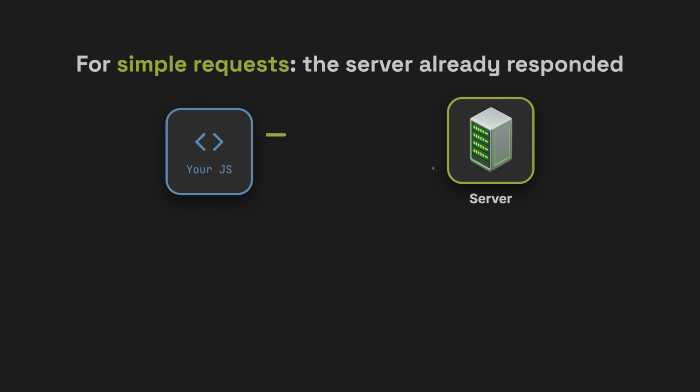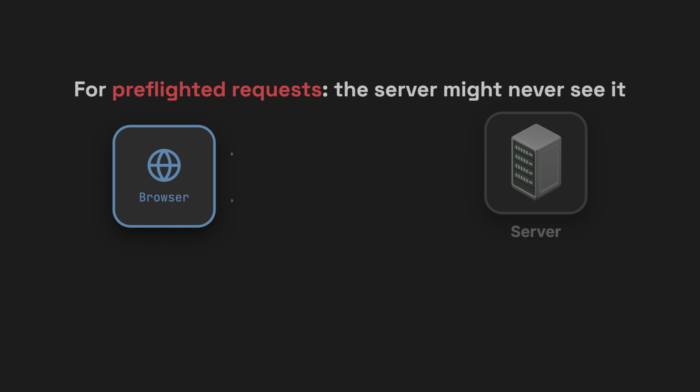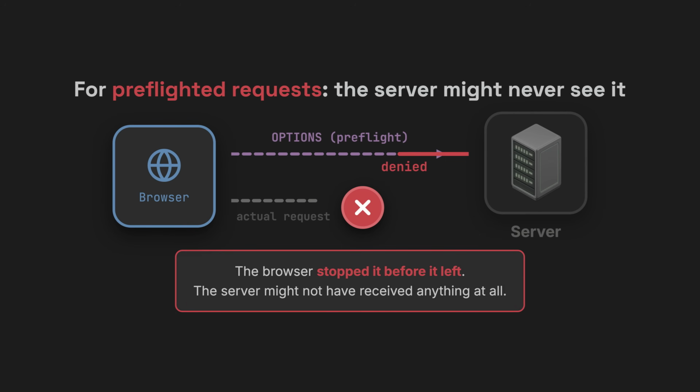For simple requests, the server already responded. The browser intercepted it before your code could see it. That's what blocked means. Not that the server refused, but that the browser stopped your JavaScript from reading the response. For requests that trigger a preflight, which we'll cover next, the server might not have received anything at all. The browser stopped it before it left.